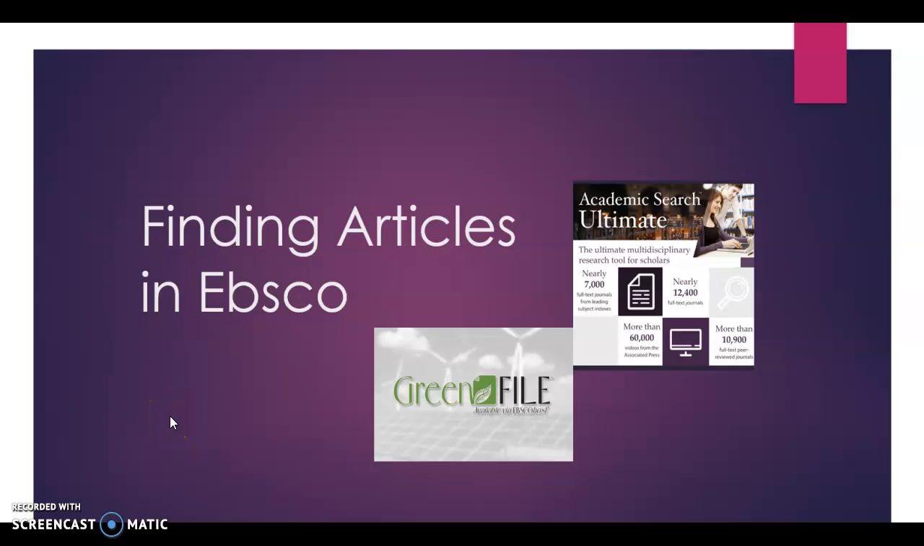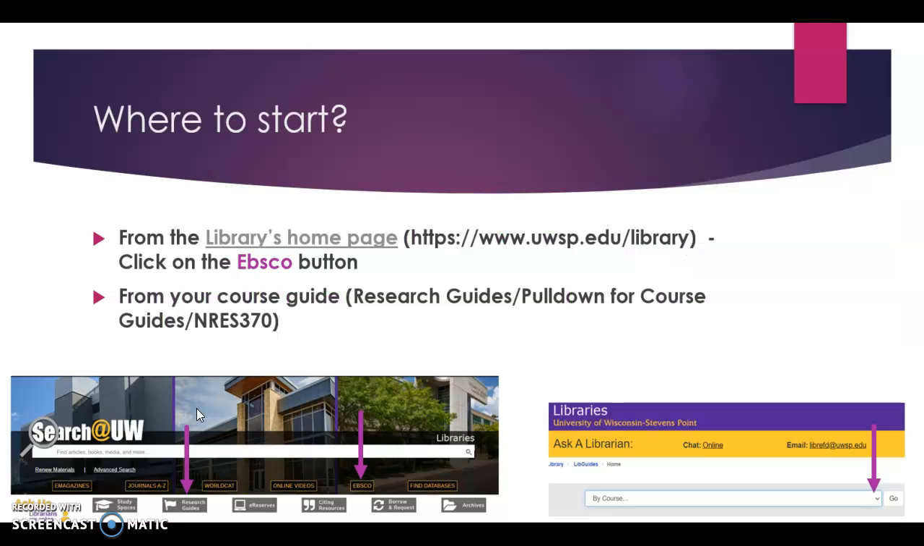This tutorial will help you find articles for your research in Ebsco. We're going to focus on two scholarly databases, Academic Search Ultimate, which is a multidisciplinary large database with many full-text articles, and Greenfile, which is focused on environmental issues. How do you find these?